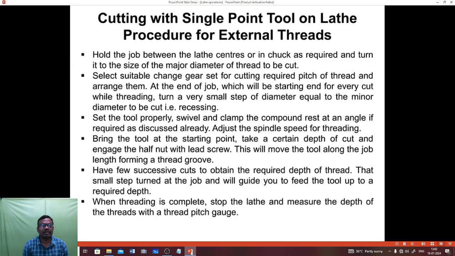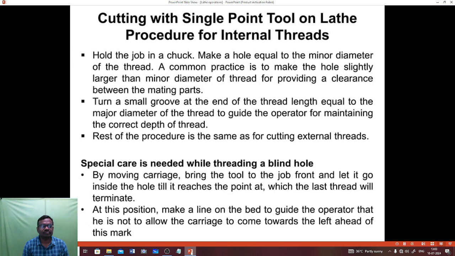Set the tool properly, swivel and clamp the compound rest at an angle if required as discussed already. Adjust the spindle speed for threading. Bring the tool at the starting point, take a certain depth of cut and engage the half nut with lead screw. This will move the tool along the job length, forming a threading groove.